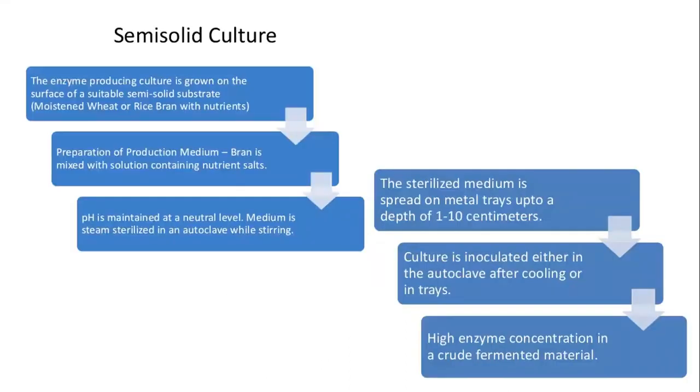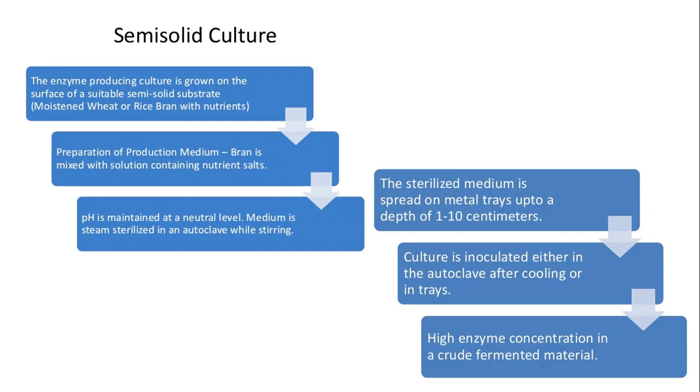And this is the semi-solid culture, where most of the enzymes are produced, in which the enzyme-producing culture is grown on the surface of a suitable semi-solid substrate. Often it is moist wheat or rice bran with nutrients. After that, the media is prepared containing the nutrient salts. The pH is maintained at the neutral level, that means the pH must be 7.